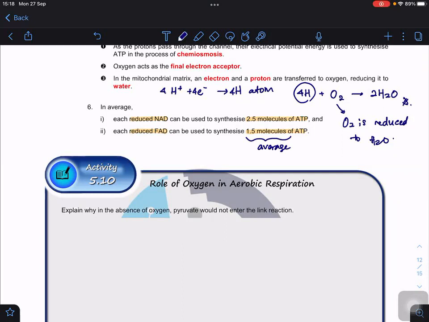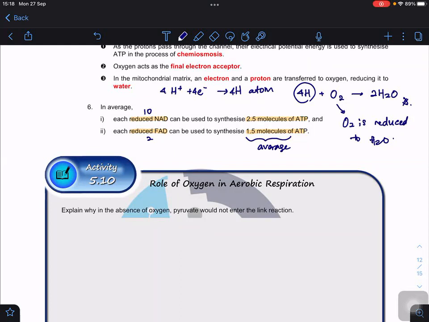If you calculate, we have 10 reduced NAD and 2 reduced FAD, then you get the idea. Oxidative phosphorylation can help us produce 28 ATP, 7 times higher compared to the substrate-level reactions. But the question here is, we haven't actually answered this.